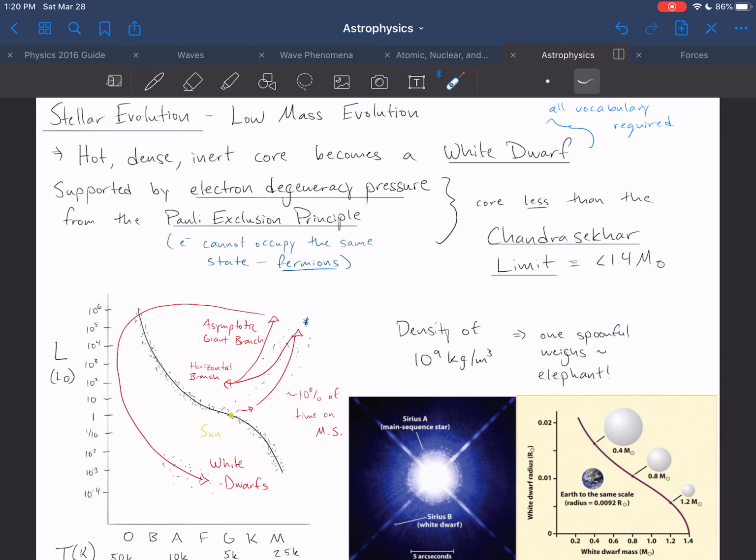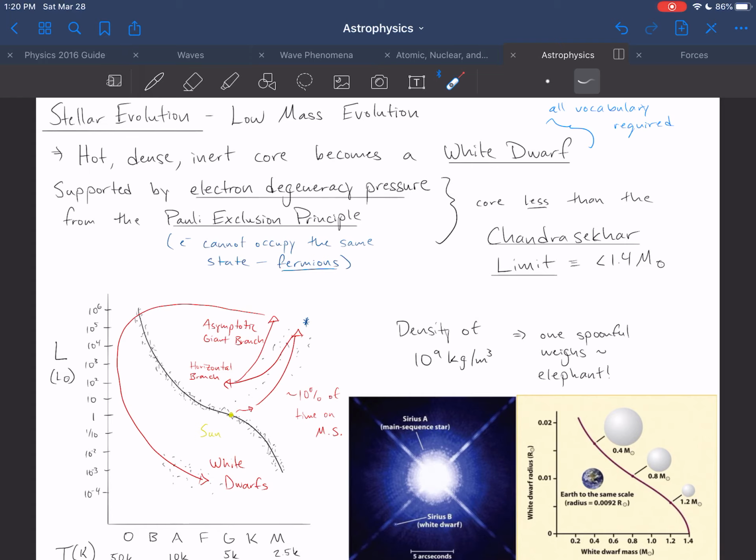And white dwarf stars are pretty amazing. They are very, very dense. They're at what's called this maximum density before the electrons are forced into the nucleus. And a single spoonful of a white dwarf has about the same mass as an elephant. So they are very, very dense.